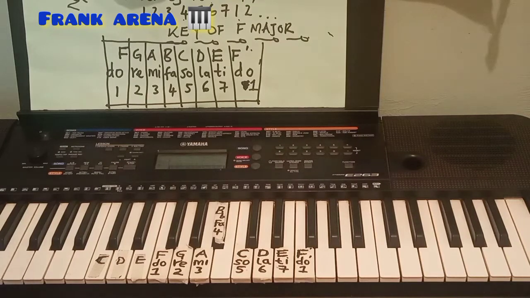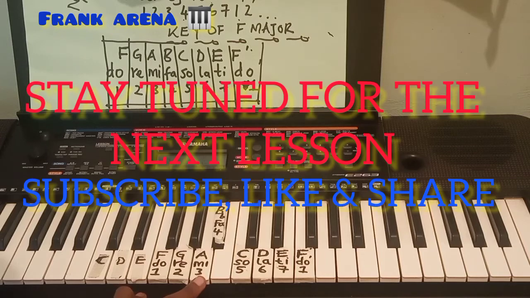So if I'm playing on the key of F, then it means my F note becomes my 1, my G becomes my 2, like that, 3, 4, 5, 6, 7, and then number 1 repeats. That 1 will be the first note of the key that you are playing. If I'm playing in the key of G, then my 1 will be G. If I'm playing on the key of A, my 1 will be A. So that is how we name the notes of the keyboard. Stay tuned.